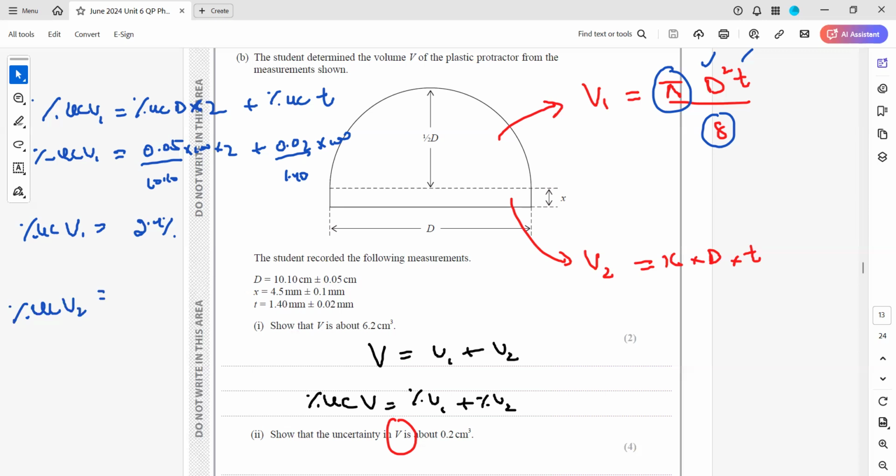Then what is the percentage uncertainty in V2? The percentage uncertainty in V2 is the uncertainty in X plus the uncertainty in D plus the uncertainty in T. But you said uncertainty always adds the percentage? Yes, I said uncertainty always adds. When I mean uncertainty always adds, I mean percentage uncertainties. If the units were the same for the quantities, then we can add the percentage uncertainties as well, but that is when the quantities are added or subtracted. When they are multiplied or divided, the only thing you have to do is add the percentage uncertainty.